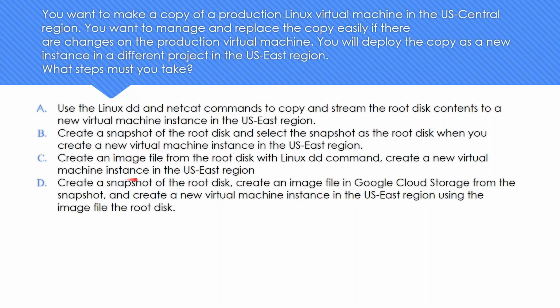Option D, create a snapshot from the root disk. Create an image file in the Google Storage from the snapshot. Then create a VM in the US East region using the image file from the boot disk. So what they are doing is basically taking a longer route.